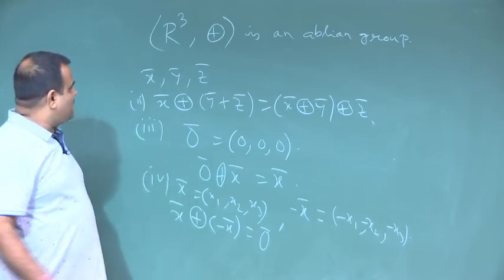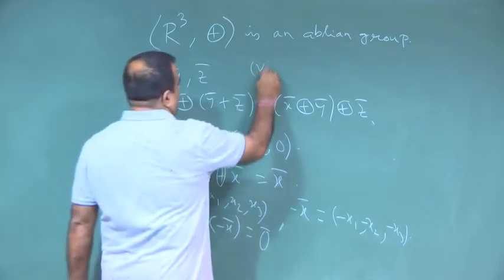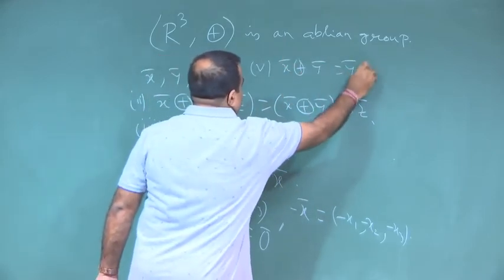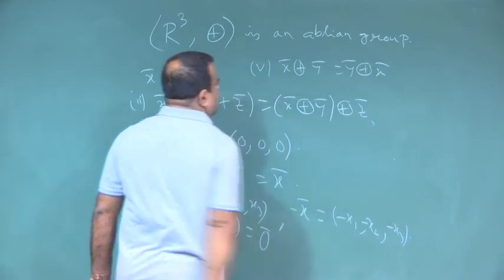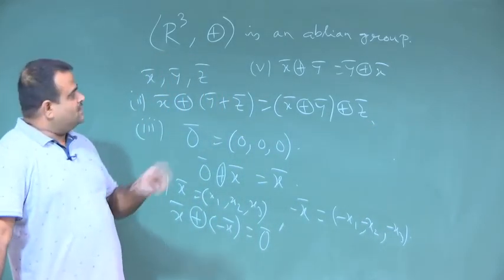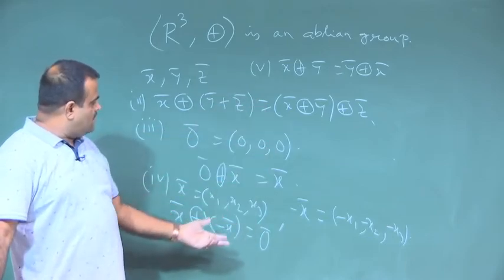And also the abelian property is satisfied, so this is the fifth property. This can be easily checked, because it follows from the abelian property of the field plus, since this will ultimately be the field plus.